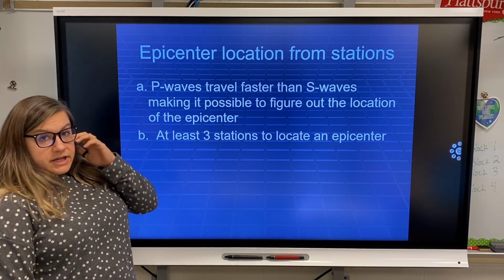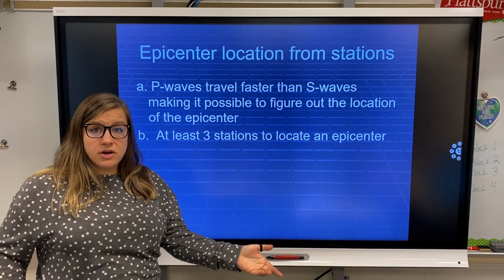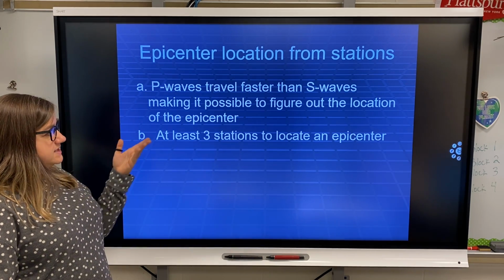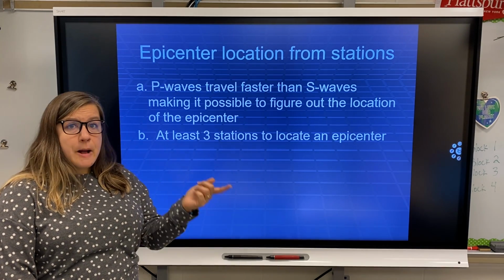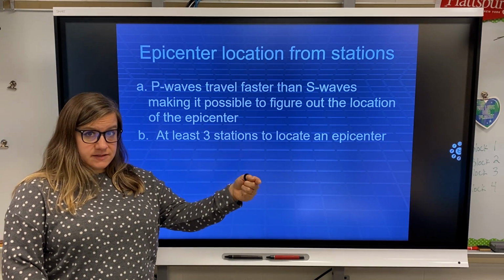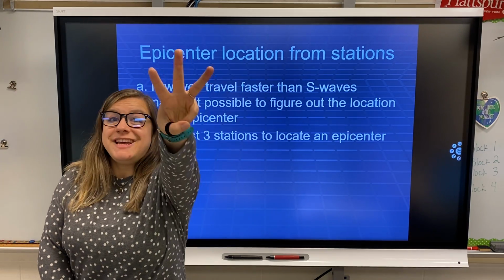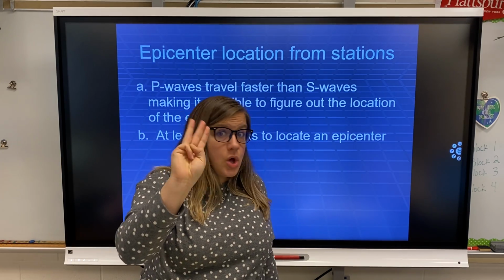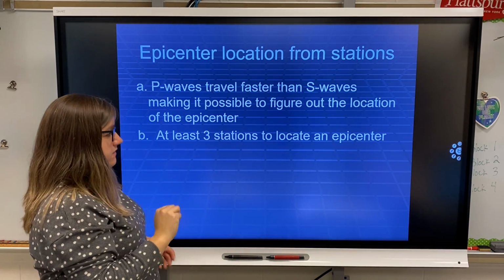So for the epicenter location from the stations, your P wave travels faster than the S wave. So the P waves are going to show up at stations first, then your S waves are going to show up at the stations. So it makes it possible to actually figure out how far away the earthquake was based on the time difference between when the P wave showed up and when the S wave showed up after. And you need at least 3 stations. That is a magic number. 3 stations you have to have, no less. You can have more, but you can't have any less than 3 stations in order to figure out where your epicenter is.